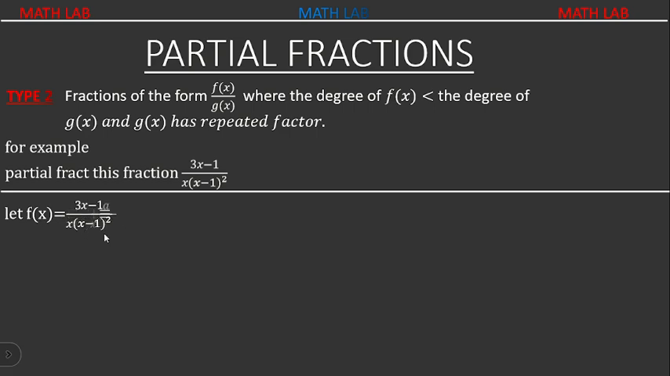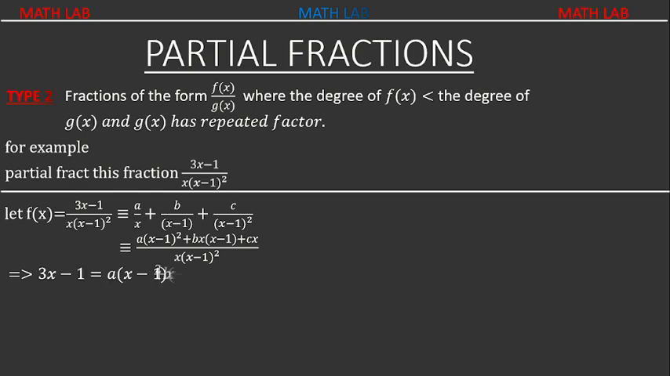So we let f of x be equal to 3x minus 1 all over x into (x minus 1) squared. Now this will be equivalent to what? This is how we decompose this type. We have a all over x, that is the first part, the first coefficient, plus b all over x minus 1. Since the factor is repeating, we just have to add it again with another constant, all over (x minus 1) all squared. Because of the repetition, we take this one for b, and we add again another c, and we square it. Now this will be equivalent to what?